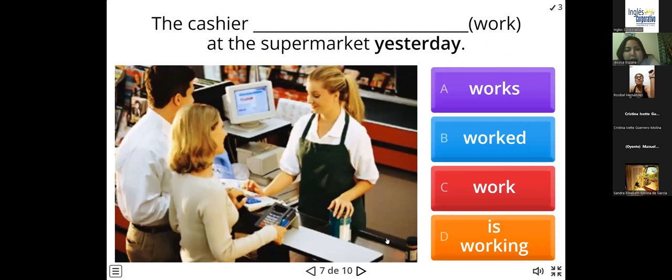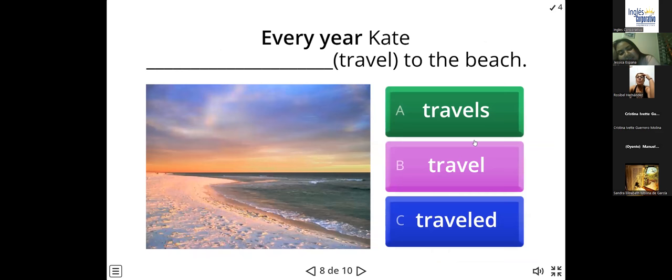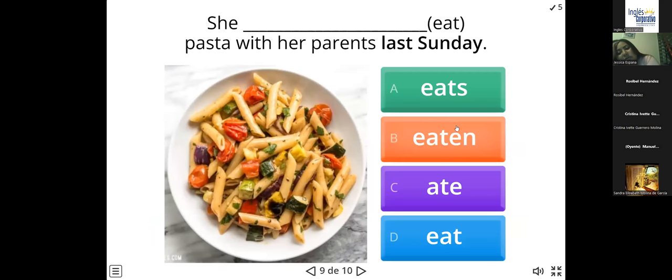Cashier. Worked. The cashier worked yesterday. Simple past, excellent. Travel. Every year, Kate travels. Are you sure? Travels. Presente simple. Si tenemos un pronombre en la tercera persona del singular en la forma afirmativa agregamos s o es al verbo.